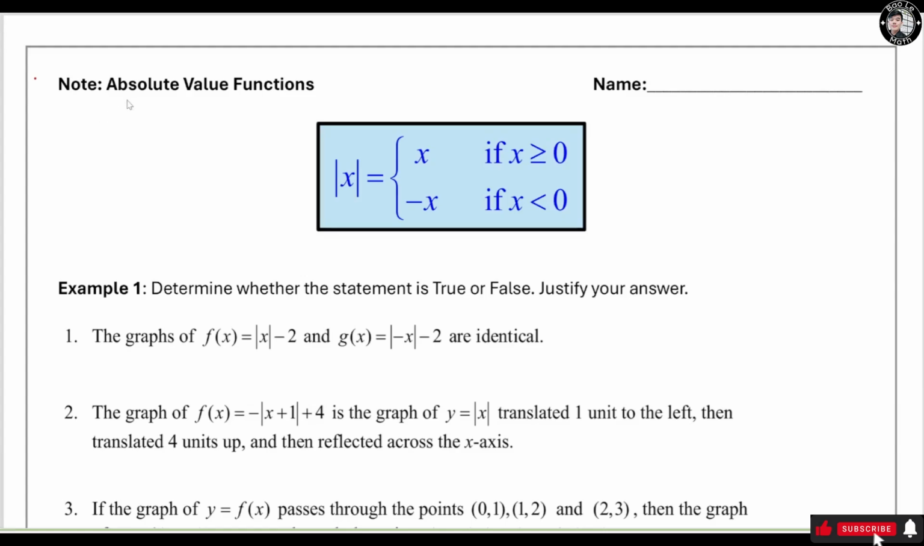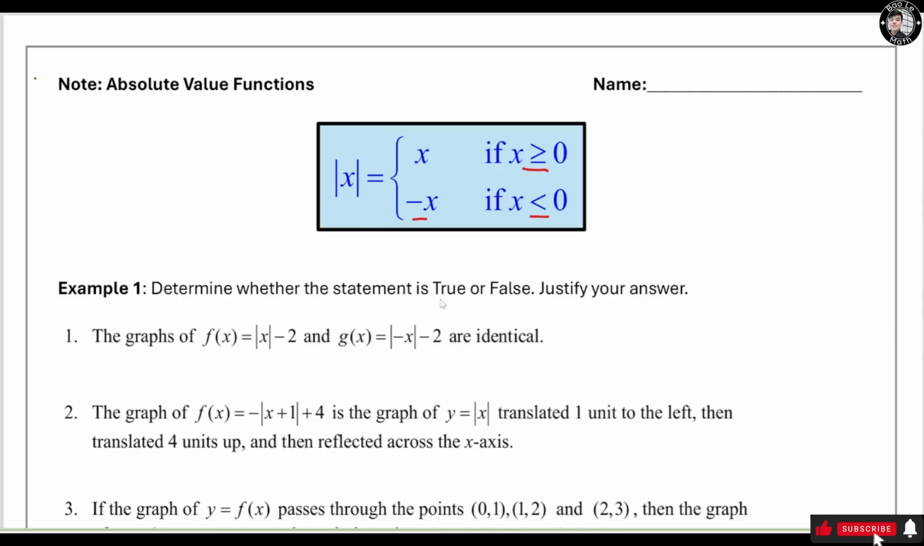Hello everyone, in this video we're going to explore absolute value functions. Recall the absolute value of s equals s if s is greater than or equal to 0, and negative s if s is less than 0.